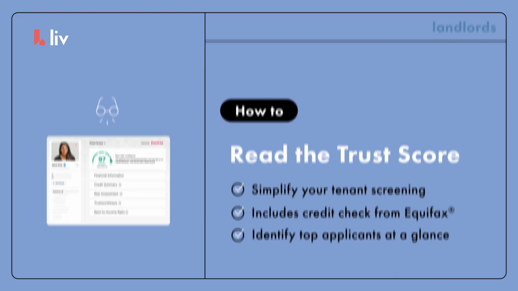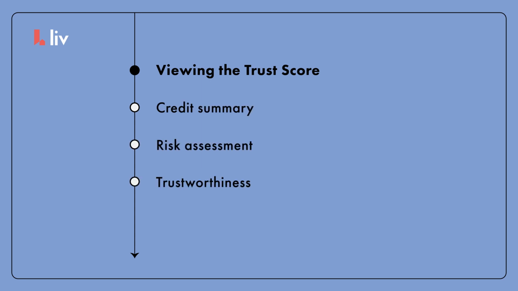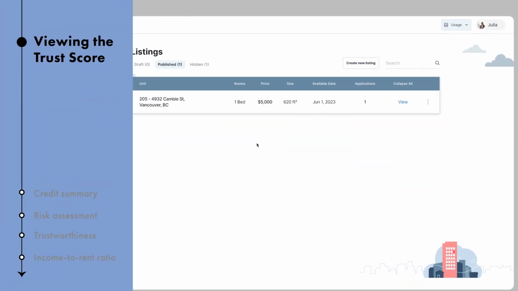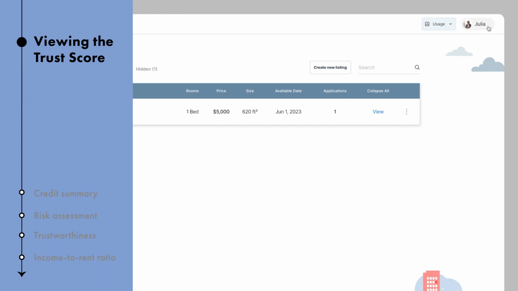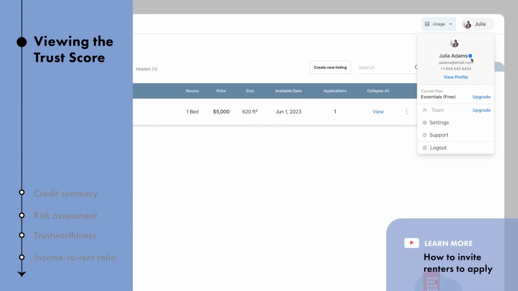We'll start by showing you how to view a prospective tenant's trust score. Then we'll go step by step through each individual section to give you a better idea of how we calculate the score. In order to view a renter's trust score, they must first apply to your listing. Your landlord account must also be ID verified to open their application. We go over how you can share your listing to renters outside of the liv.rent platform in our How to Invite Renters to Apply video.